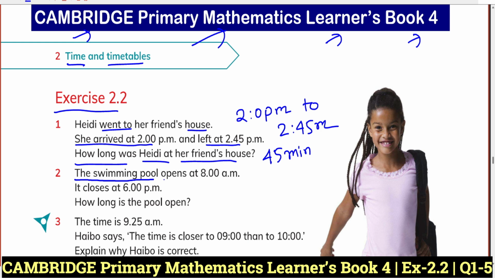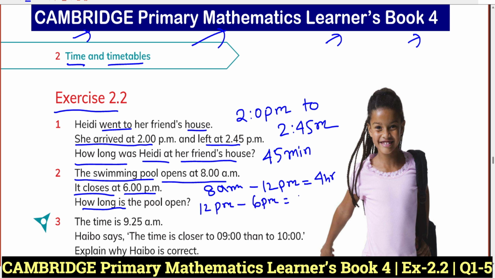The swimming pool opens at 8 a.m. It closes at 6 p.m. How long is the pool open? So 8 a.m. to 12 p.m. here is 4 hours, and 12 p.m. to 6 p.m. here is 6 hours, right? So our answer will be 10 hours.